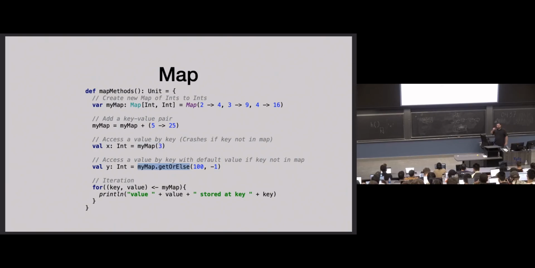getOrElse is going to get the value at that key that we specify. In this one, give me the value at the key 100, which of course is not in this map. Else, if that key is not in the map, return whatever I give as a second argument, in this case, -1. So in this case, 100 is not in my map, so this is going to return -1, and y is going to have the value -1.